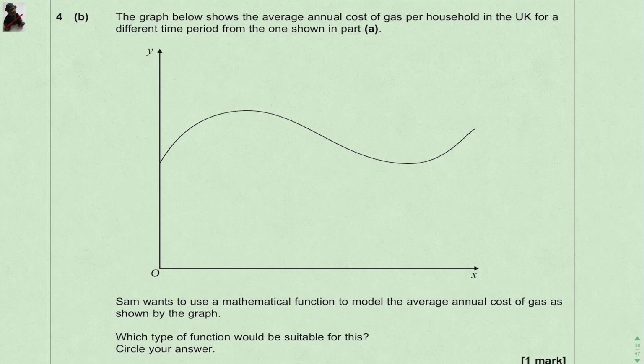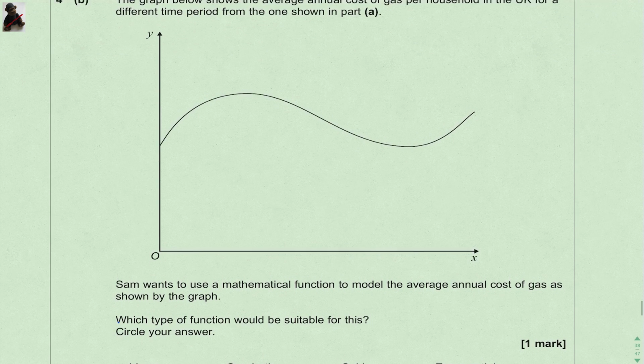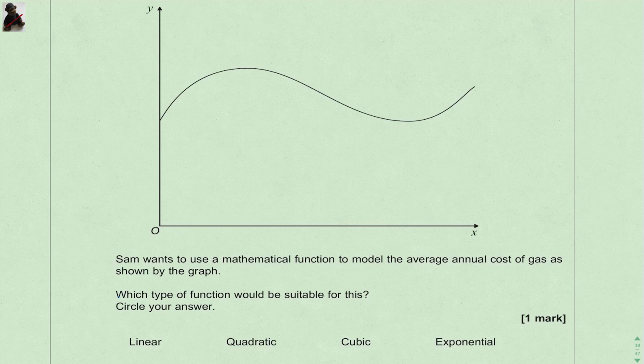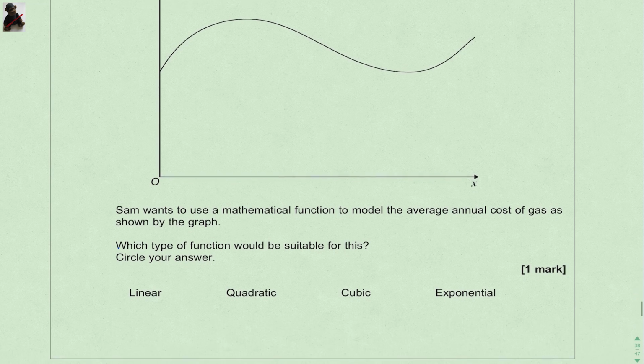Question 4b. The graph below shows the average annual cost of gas per household in the UK for a different time period from the one shown in part A. Sam wants to use a mathematical function to model the average annual cost of gas as shown by the graph. Which type of function would be suitable for this? Circle your answer. Well, we know what linear graphs are.